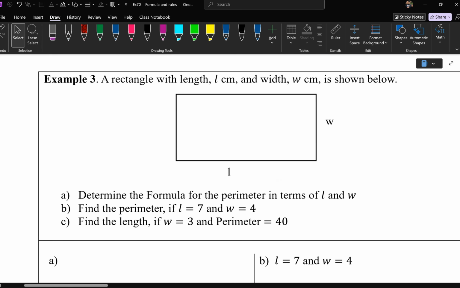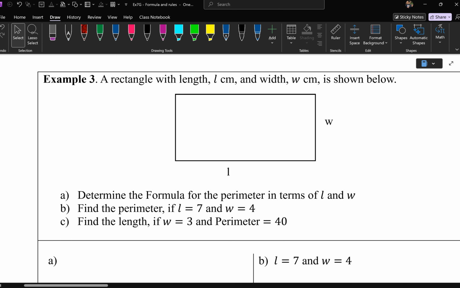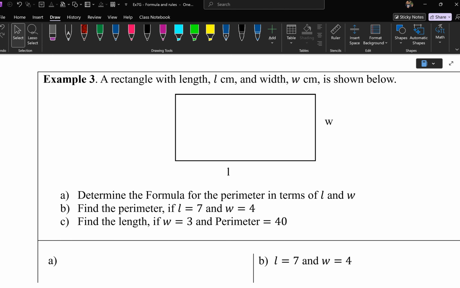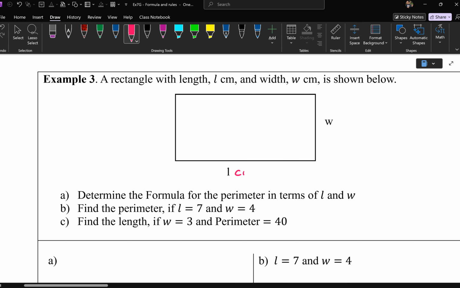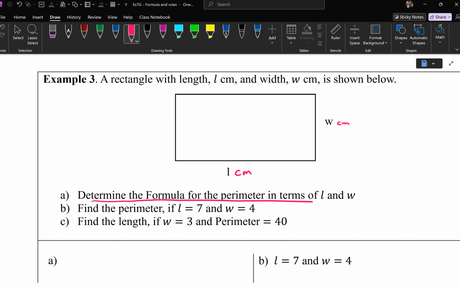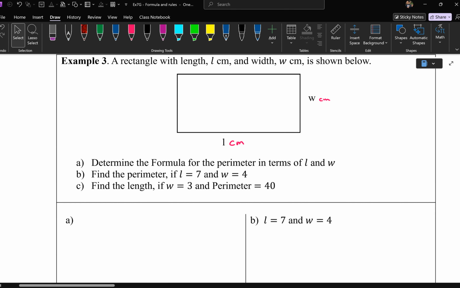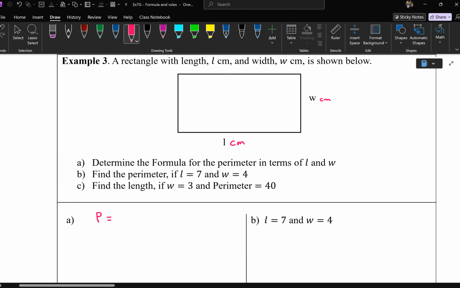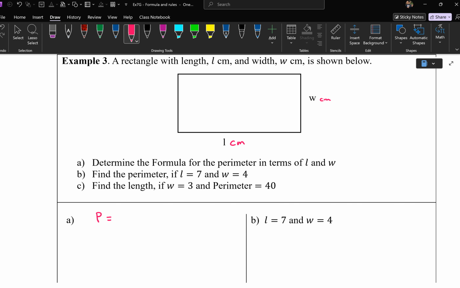Example 3. You've got a rectangle similar to the last problem before. Let's say length is L, so this is L centimeters. Width is W centimeters. They said determine the formula for the perimeter. Now we did this before, Jacob's answer before. What was Jacob's answer for the perimeter? P equals what? Can I please have Xavier? How do you find the perimeter of a rectangle again?